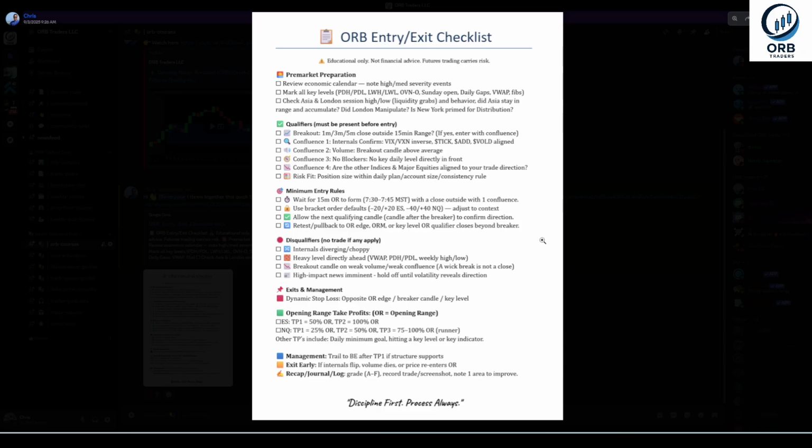And then we have our disqualifiers if we're still choppy on the internals, if they haven't broken out. And then we have dynamic stop losses. I'm not somebody that just goes into a trade and will not move my stop loss. I'm going to base my stop loss on what is happening in the market, where the breaker is.